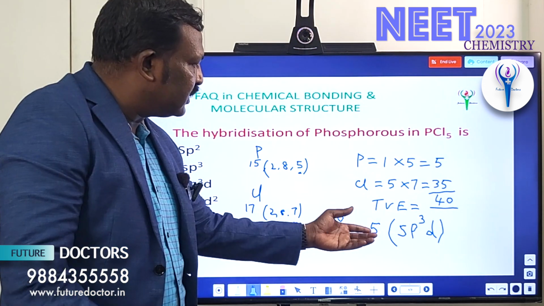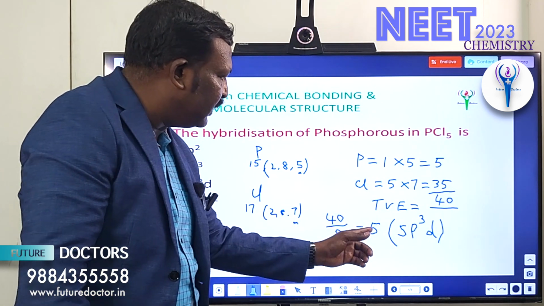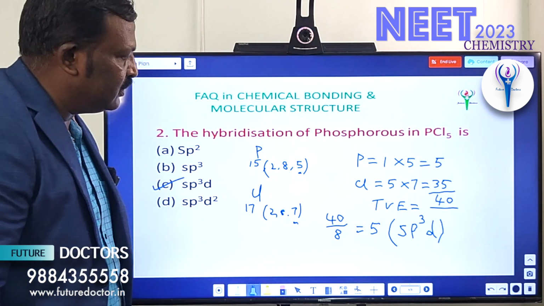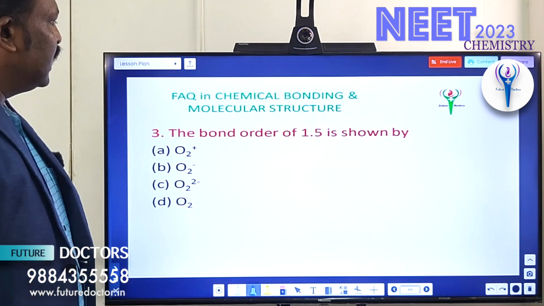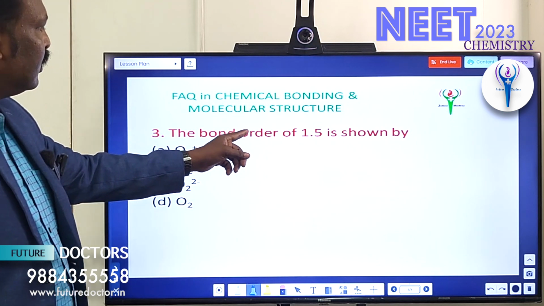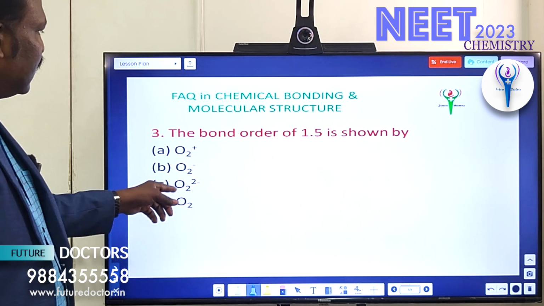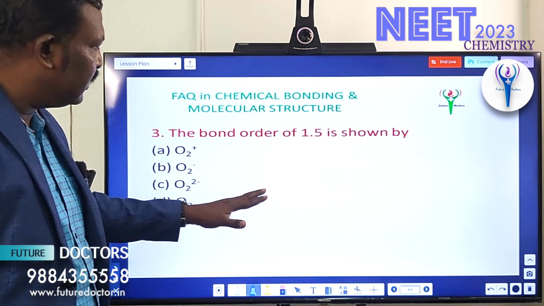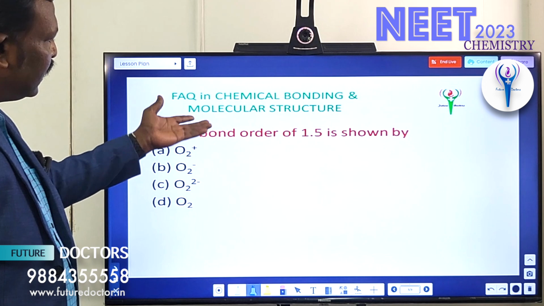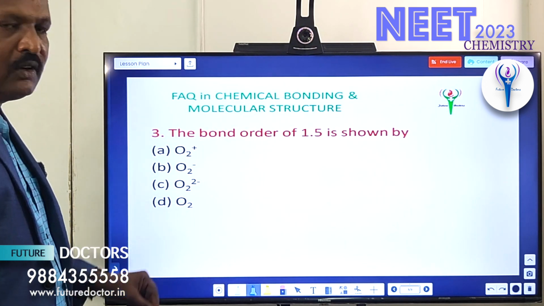Simple one. Based on 5, 6 like that, 4 like that. From the value only we can decide the hybridization. Understood? Now see the next one. Another one, based on bond order. Which of these has a bond order of 1.5? Last time we found out the bond order. Now the bond order is given, so we have to find out which molecule has 1.5 bond order.